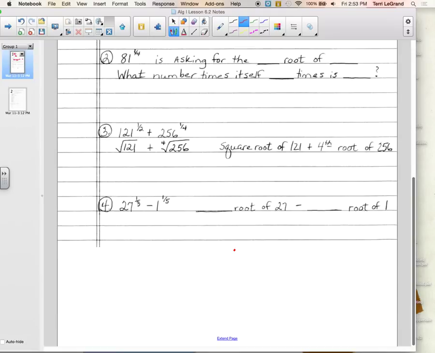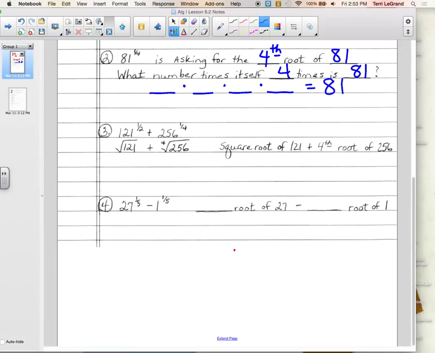So 81 to the 1/4 power is asking what? What root is it asking for? It's asking for the fourth root of 81. Or in other words, it's asking for what number times itself 4 times is 81. So here's what we would show. We're going to figure out what multiplied 4 times gets us 81.